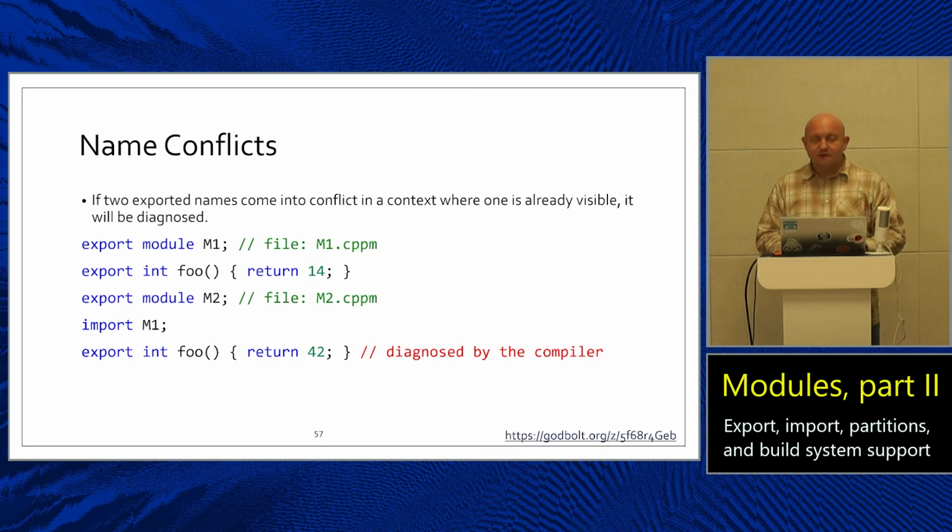And of course, names exported from different modules can still conflict. Nothing magical here. If you export a function named foo from one module, then import that module into another and try to export another foo with the same signature, the compiler will diagnose it as a redefinition. That's because imported declarations become visible in the importing module's purview. And from the compiler's point of view, it's exactly as if both declarations appeared in the same translation unit.